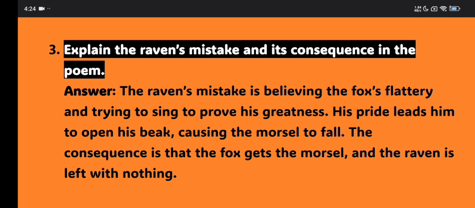Question number 3. Explain the raven's mistake and its consequence in the poem. The answer is, the raven's mistake is believing the fox's flattery and trying to sing to prove his greatness. His pride leads him to open his beak, causing the morsel to fall. The consequence is that the fox gets the morsel and the raven is left with nothing.